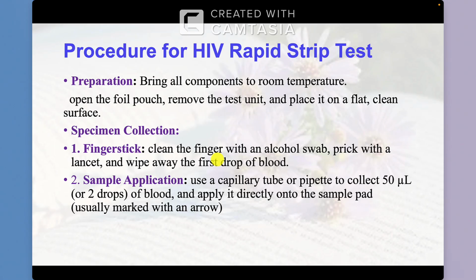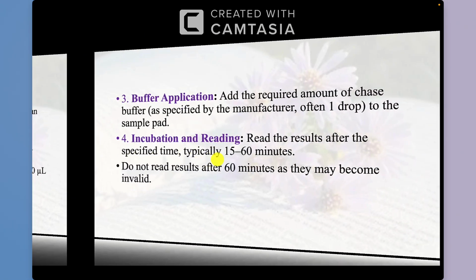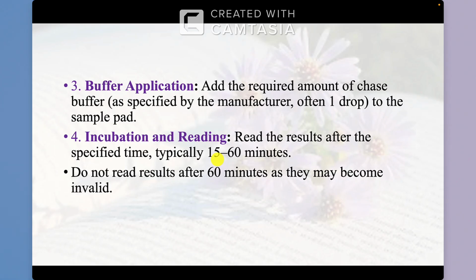The kit contains all of the things we need. We will open it, and clean the finger with alcohol to get a blood sample. Prick with a lancet and wipe away the first drop of blood. Then put a drop of blood on the sample place, add 2 drops of the buffer, and wait 15 to 20 minutes.